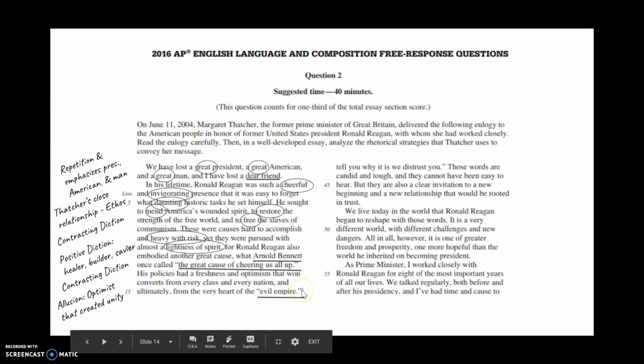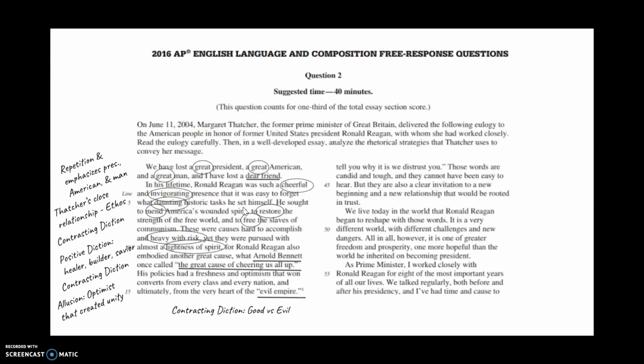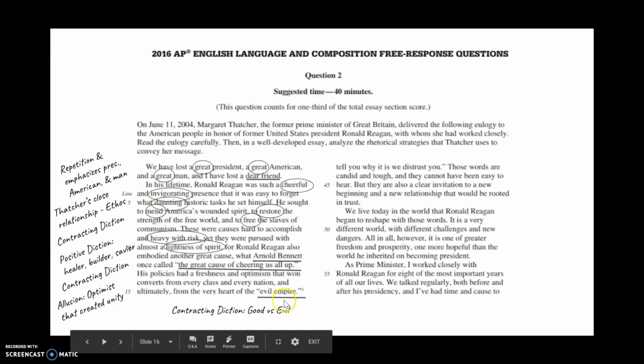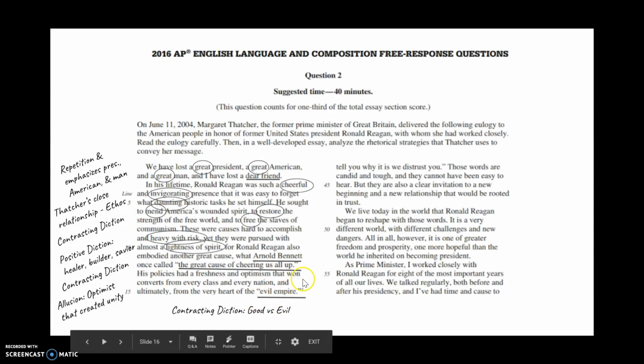Now you'll note this number 1 here, which corresponds to the very end of the essay where it has the footnote that explains this is a phrase used by Reagan to describe the Soviet Union. So please keep in mind that Arnold Bennett said this quote, but Ronald Reagan said this quote. The purpose of this is again contrasting diction, good versus evil, where Ronald Reagan is shown as being this good individual with the great cause of cheering up the American people and possibly all the people of the world and fighting against evil empire. So this very differing diction of evil versus cheering.